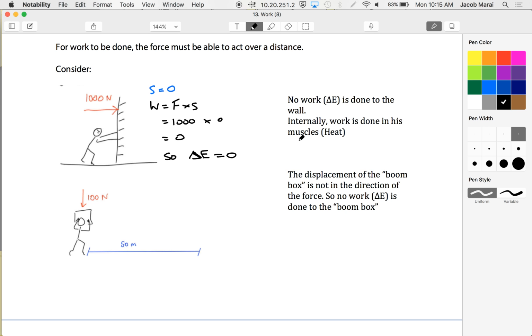If, let's just say I pushed it this way and all of a sudden there was this massive crack and then this whole part just went sailing over, you'd say, yes, I can see that it has now gained energy. Work is being done on the wall because it's speeding up. But that's not the case because it doesn't move.